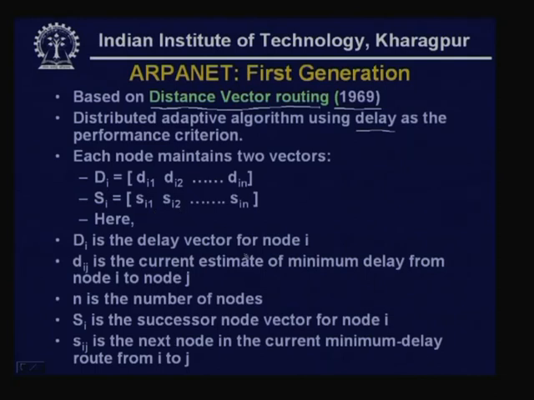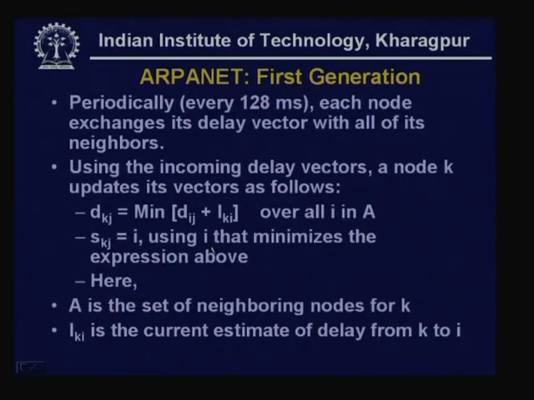Here di is the delay vector and dij is the current estimate of the minimum delay from node i to node j. That means from node i to node 1 to n, this vector is stored. Similarly, Sij is the next node in the current minimum delay route from i to j. So, based on the delay information, the next hop node is calculated, and these two vectors are stored in each and every node. And obviously, for doing that, some calculation has to be done.